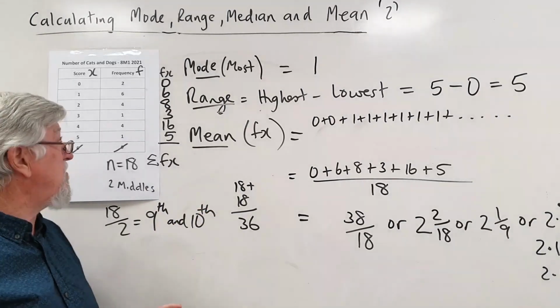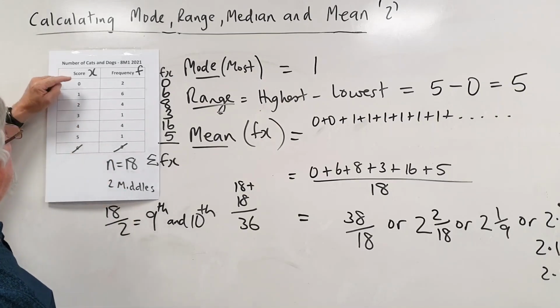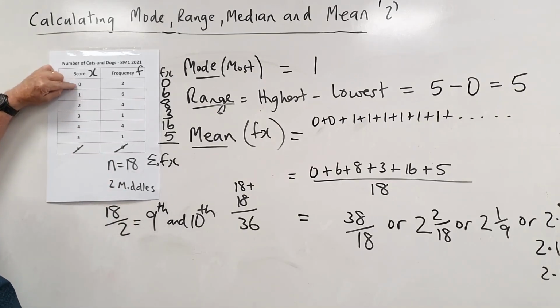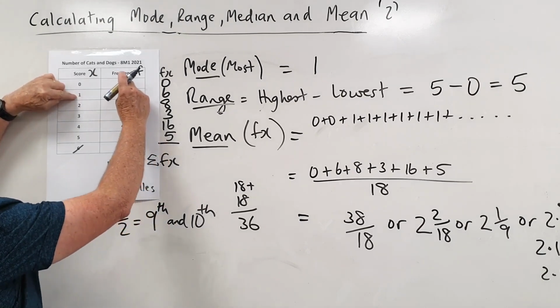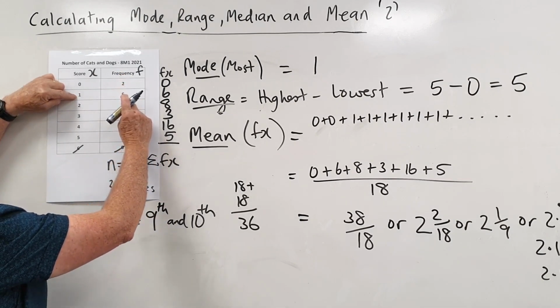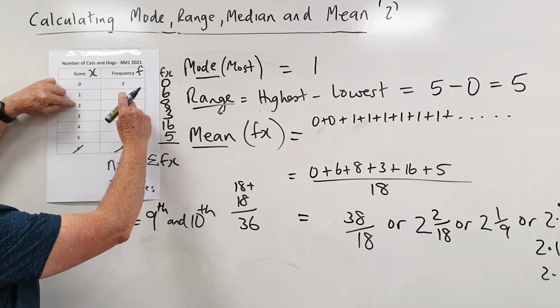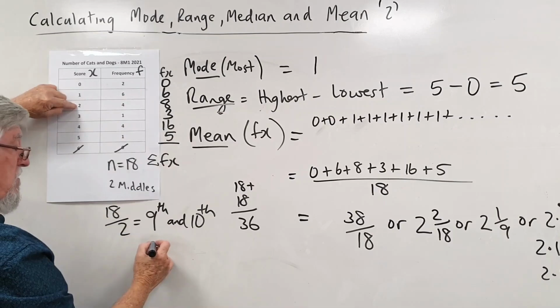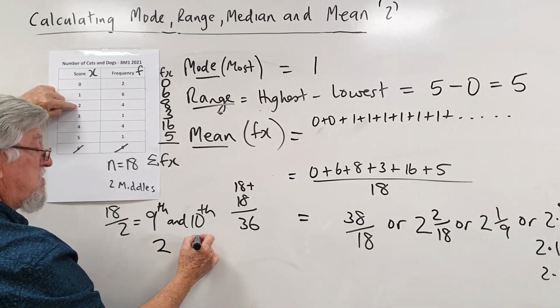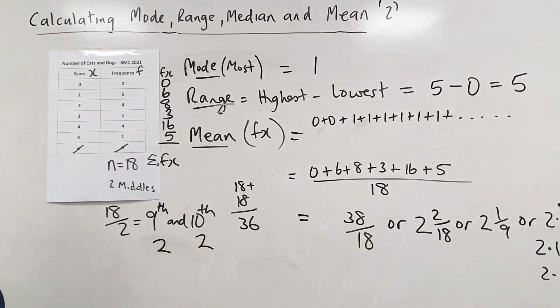So if I want to figure out the 9th score, I can go down here and I go, there was a 0 and a 0, that's 2. And then there's a 1 and a 1 and a 1 and a 1 and a 1 and a 1. So far I'm up to 8 scores. So the 9th score will be a 2. And the 10th score will be a 2. It's not a 4. The 9th score will be a 2, and the 10th score will be a 2. And a lot of people really struggle with that. So in a moment I'll do it the long way for those who struggle.